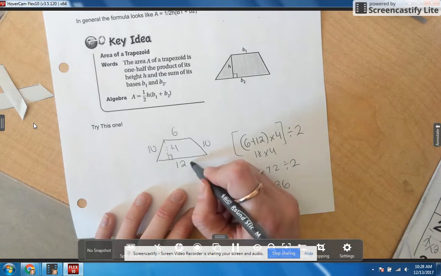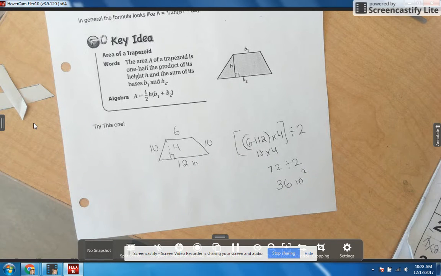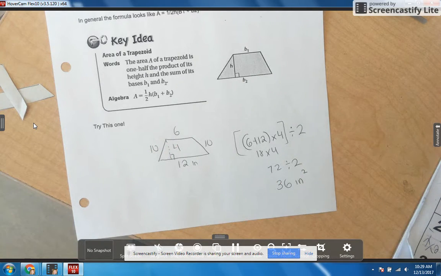So 36 inches squared. Again, you're putting a 2 over it because even though there are a lot of numbers involved, you're only multiplying 2 dimensions, the base and the height. So we're only dealing with 2 dimensions, even though it looks like there are a lot of numbers there. It's the two bases and then the height, and then the divided by 2, that's not really a dimension. So you're still putting a 2 over it. Okay? So let me give some for you to try.